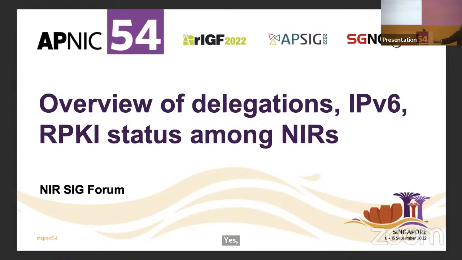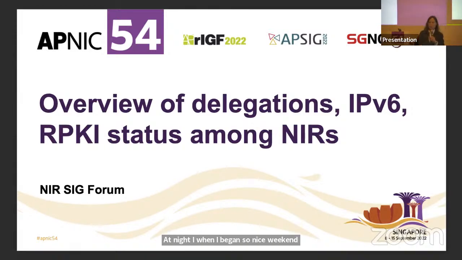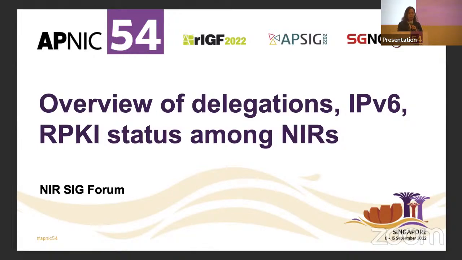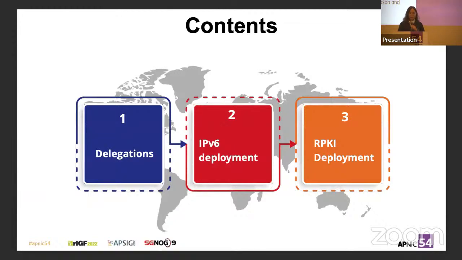Next, I will begin the next presentation. As you know, we are looking at many issues regarding the NIR members. I will share with you the details about the overview, the delegation, and IPv6 and API status among NIRs. We have just three topics in this presentation: delegation, IPv6, and API.